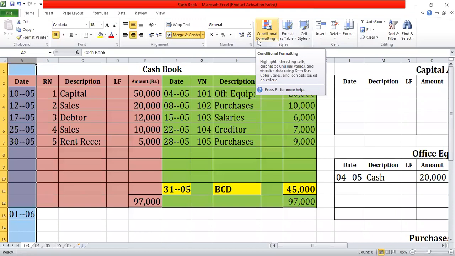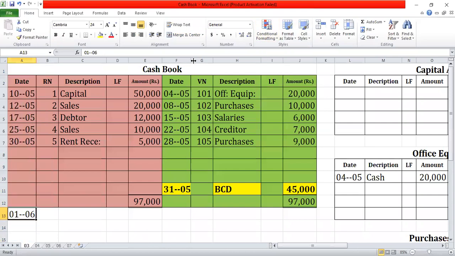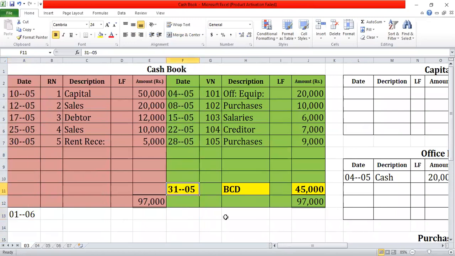Now look at this. This is the balance of the cash book, right? Cash book as at 31st of May, no? At the end of the month of May. Do you understand? The same balance becomes balance brought forward. Remember these words.